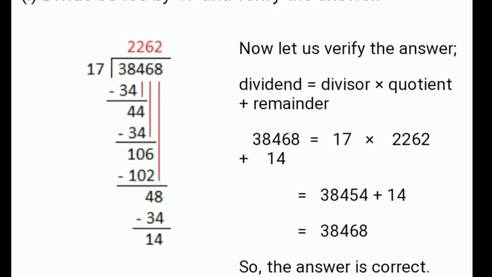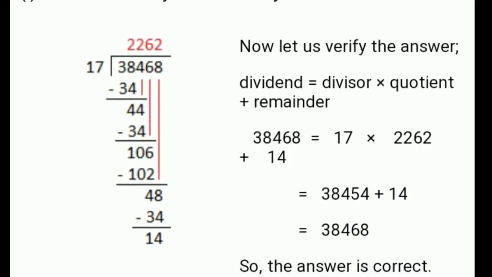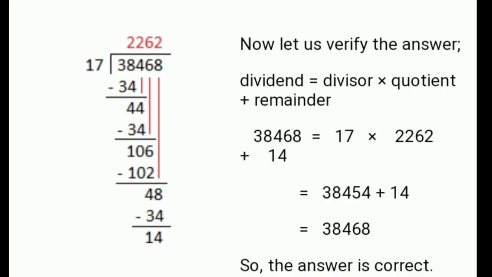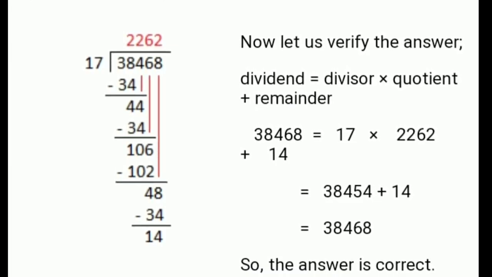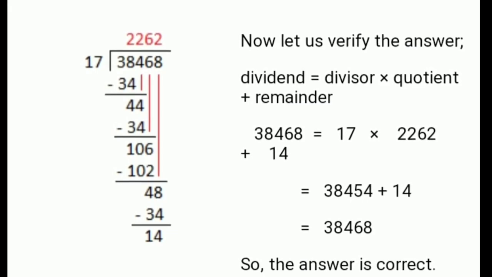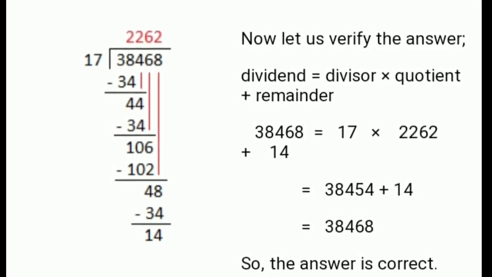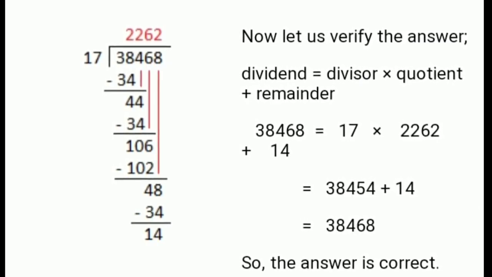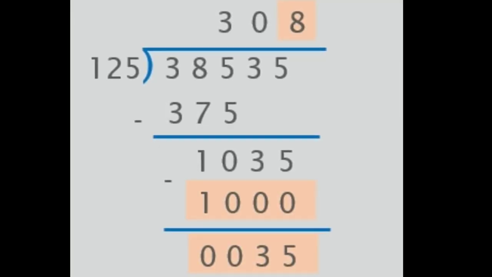So we use the formula dividend equals divisor into quotient plus remainder, that is 17 multiplied by 2262 plus 14. We get the answer as 38,454 plus 14, and the final answer comes out to be 38,468, that is similar to the dividend. So our answer is correct and it proves that we have done our question correctly. Similarly, you can further carry out the division with a 3-digit divisor also.